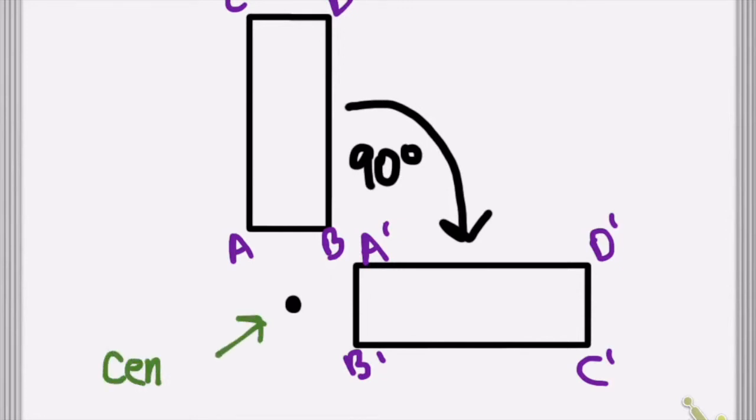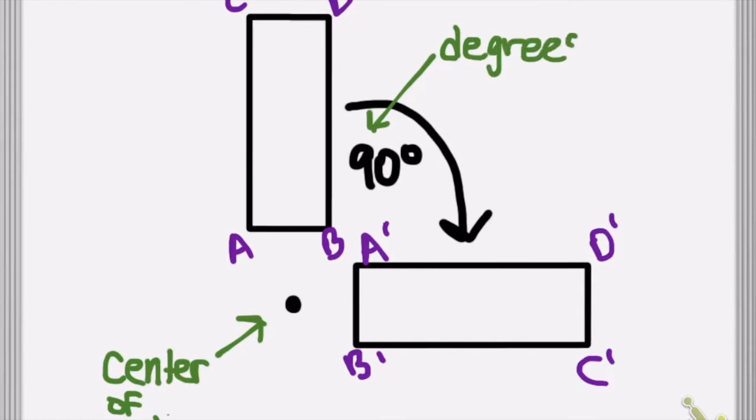And that dot, or that point, is called the center of rotation. This is, what are we rotating around? 90 degrees tells us the degrees of rotation. How far will the shape be rotated?